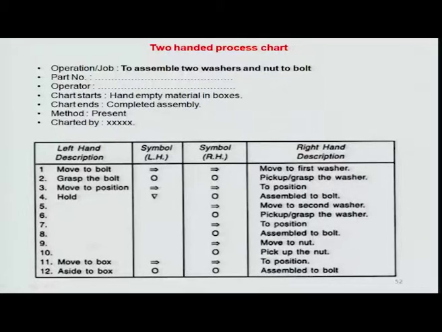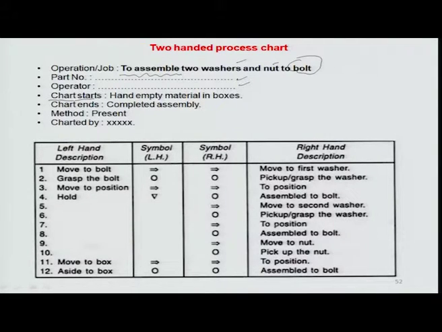We have another, the two-handed process chart, where again we represent the right hand motion with respect to the left hand motion. This is an assembly operation that we are recording here for two washers and a nut fitted to a bolt. There are certain part numbers associated, there are operators associated, and you can record them. Then you also give the time point at which the chart started.